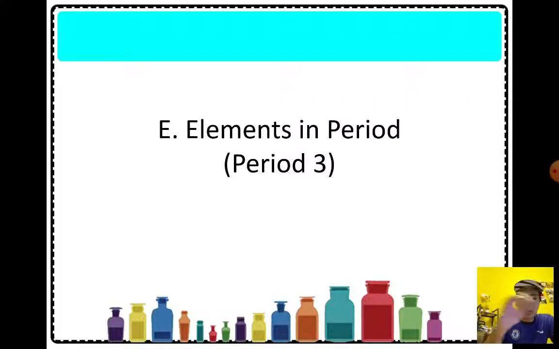So hari ini cikgu akan masuk kepada subtopik kita, our next subtopic, which is the elements in period. Or more specific, we go to the period 3. Maksudnya kala yang ketiga. Okay, apa yang awak perlu tahu tentang kala yang ketiga? The first one is you have to know the elements in the period. Okay, the elements in the period, I already told you to remember all the elements in period 3.